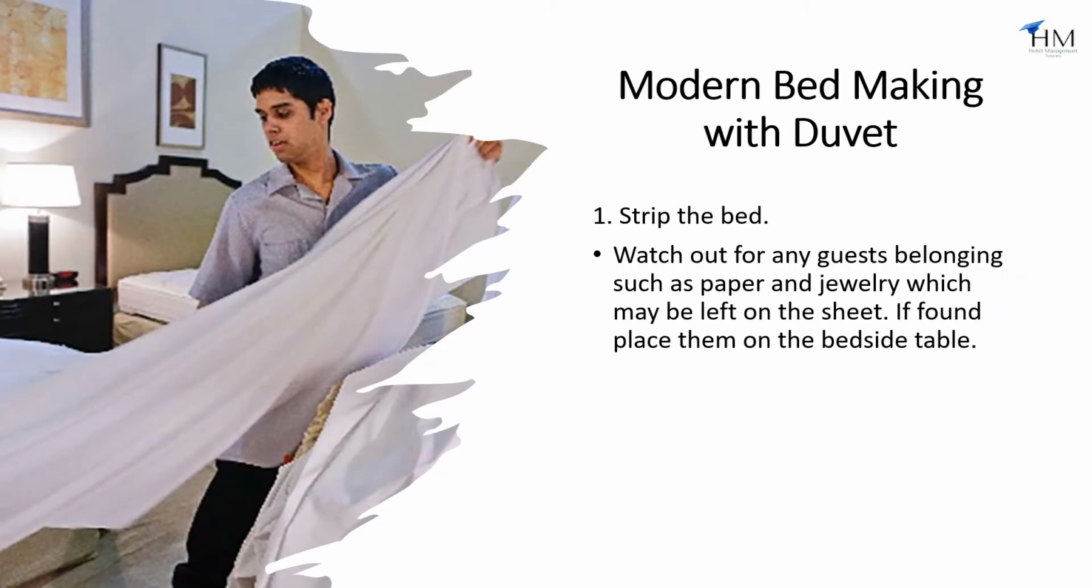Now we will revise the bed making process with picturization. The number one step was strip the bed. In this stage, we have to look out for any guest belongings such as paper and jewelry. If found, place them on the bedside table if it is an occupied room, and if any item is found in a checkout room, that item should be deposited with the lost and found section.